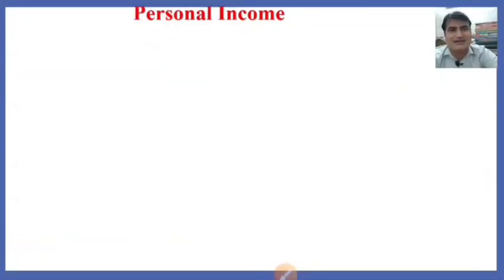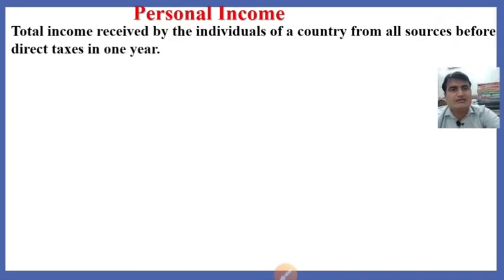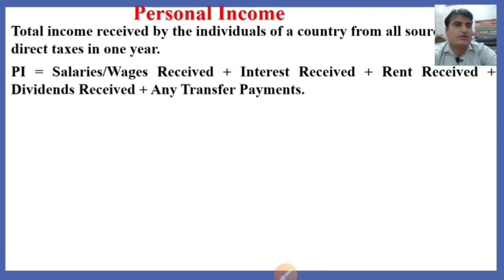So what is personal income? Personal income means the total income received by the individuals of a country from all sources before direct taxes in 1 year. Through equations, we can say that personal income is equal to the salaries and wages received plus interest received plus rent received plus dividend received plus any transfer payment.